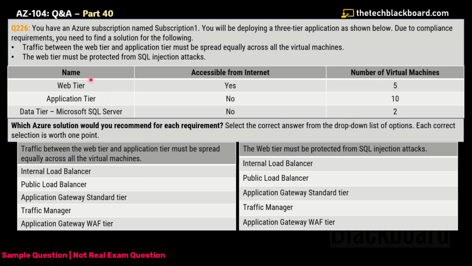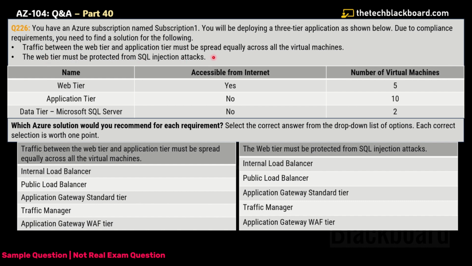Question number 226, part 40. The question is saying that you have an Azure subscription named Subscription 1 and you will be deploying a 3-tier application as shown below. And due to the compliance requirement, you need to find a solution for the following. The first requirement is that the traffic between the web tier and the application tier must be spread equally across all the virtual machines. The second requirement is that the web tier must be protected from SQL injection attacks.